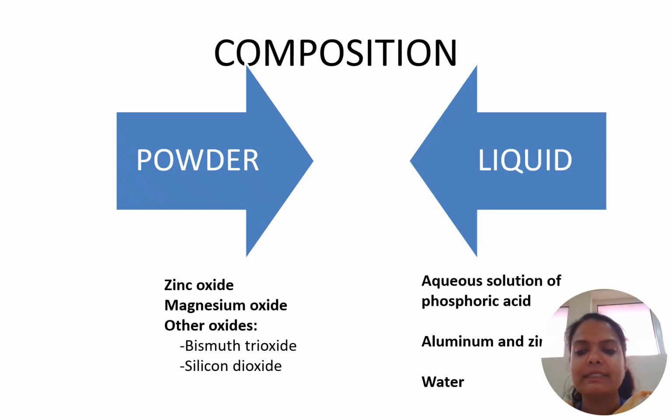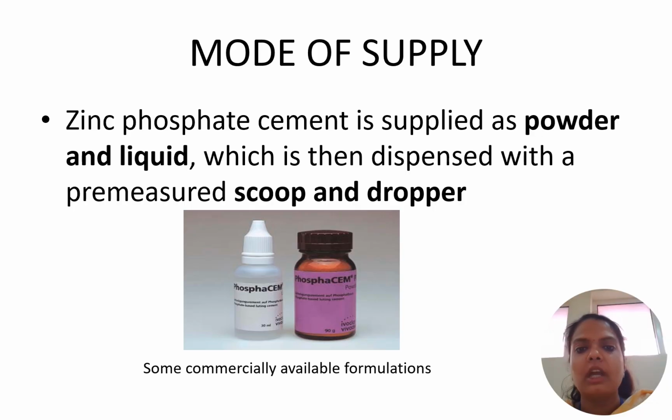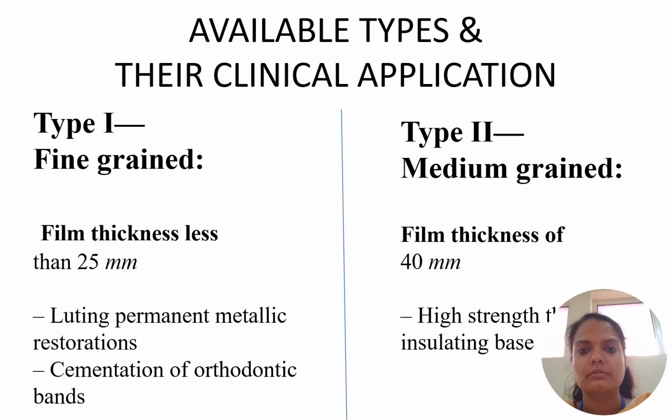Composition. Zinc phosphate cements are available as powder as well as liquid form. The powder consists of zinc oxide, magnesium oxide, other oxides such as bismuth trioxide, silicon dioxide, whereas the liquid consists of an aqueous solution of phosphoric acid and mainly other oxides as well as water. The mode of supply. Zinc phosphate cement is supplied as powder and liquid, which is then dispensed with a pre-measured scoop and dropper.